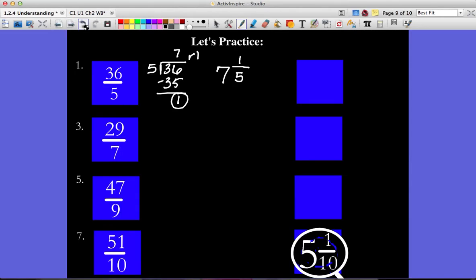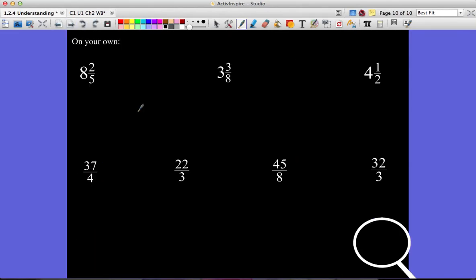All right, so what I would like you to do is try each of these on your own. So what you're doing is you're changing the mixed numbers into improper fractions, and then you're changing the improper fractions to mixed numbers. Do your best. Make sure to take your quiz on Edmodo, and if you have any questions, please post them to Edmodo so we can go over them in class tomorrow.